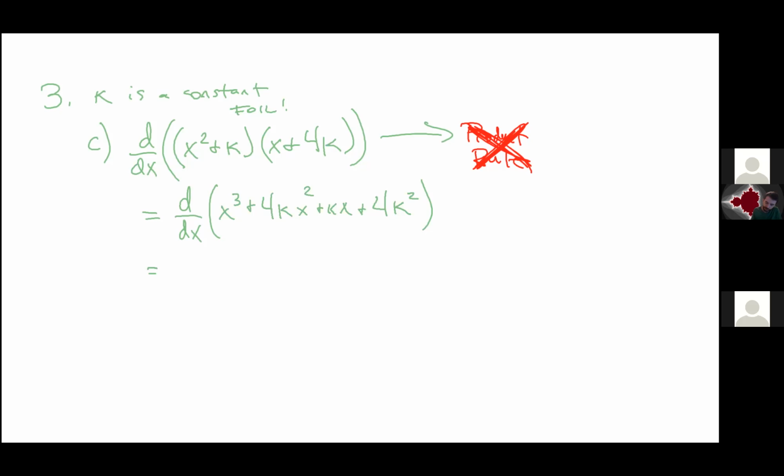Okay, so I'm going to take a derivative here. Derivative of x cubed is 3x squared. Derivative of 4kx squared, well, I'd bring the exponent down. So 2 times 4k is 8k. And I subtract 1 from the power. It's just 8kx. Derivative of the third term, well, that's just k.